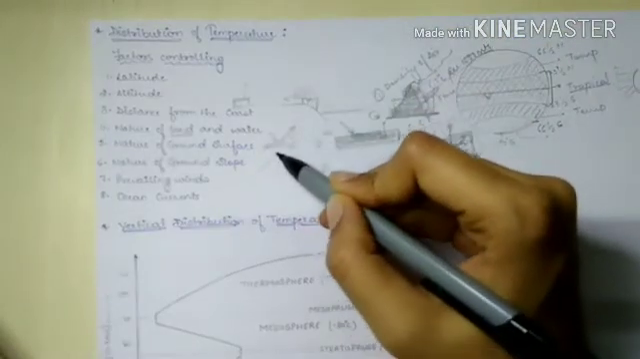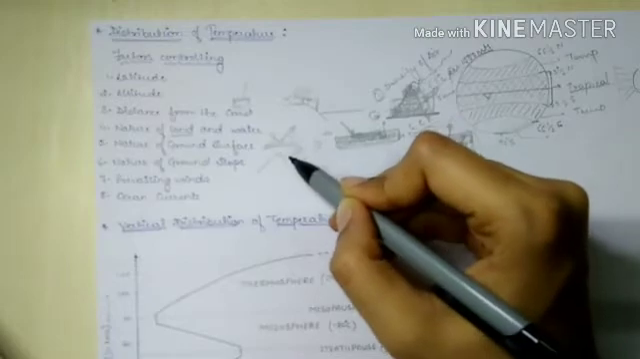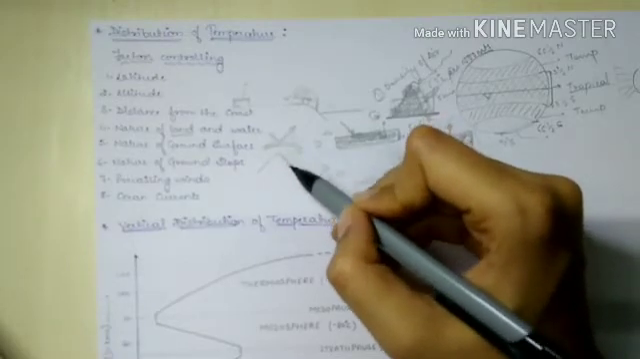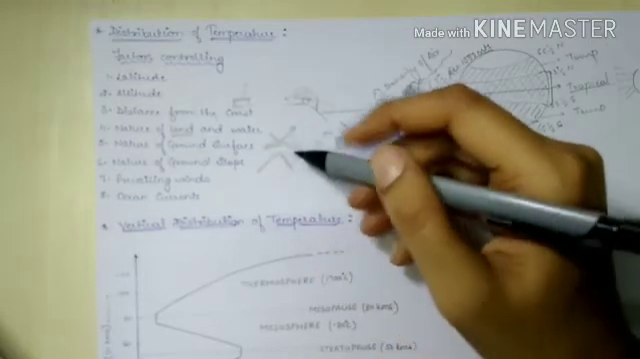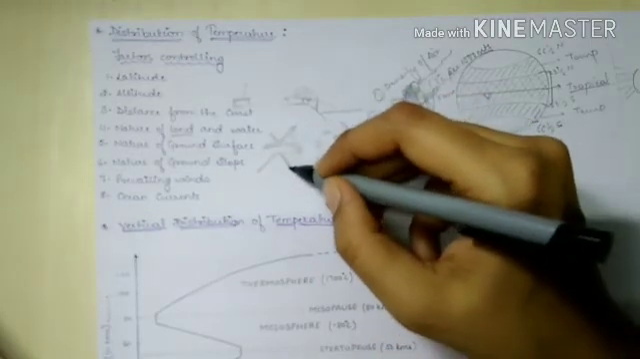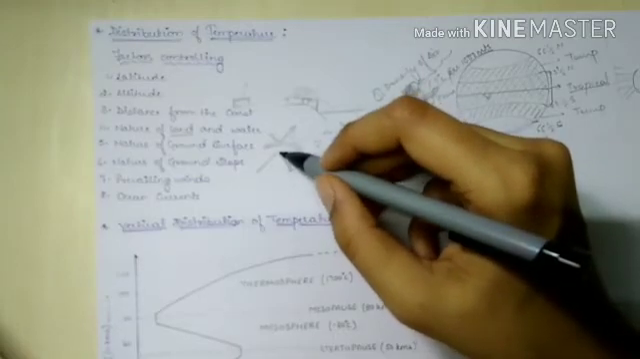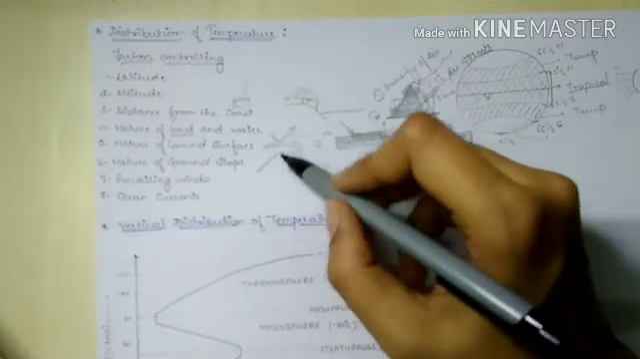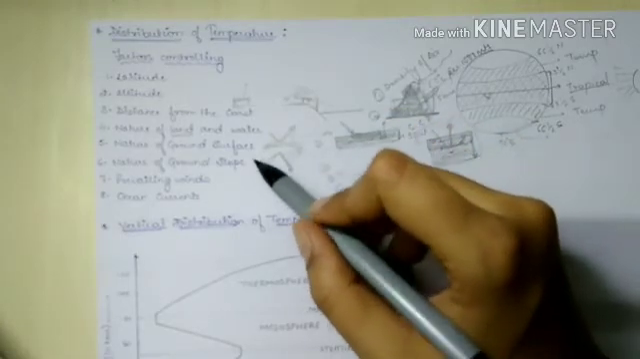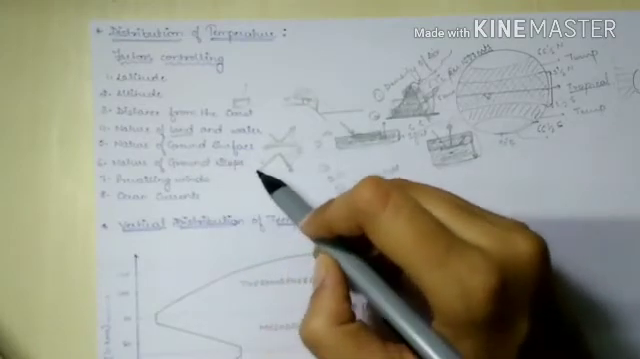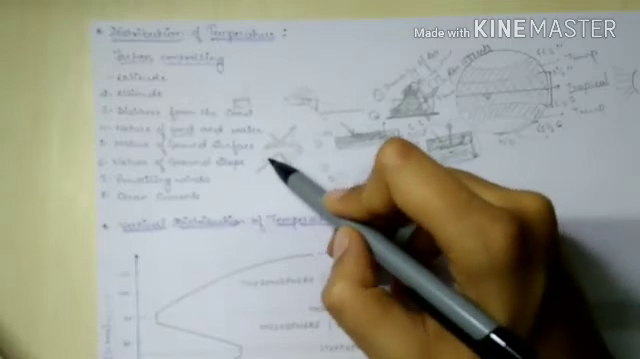Now see, if this is a mountain and sun is shining here, so this slope will get much more heat energy as compared to this one. So the sun facing ground will have much more energy and it will be much warmer as compared to the other side of the mountain. Hence, the nature of ground slope also affects the distribution of temperature.